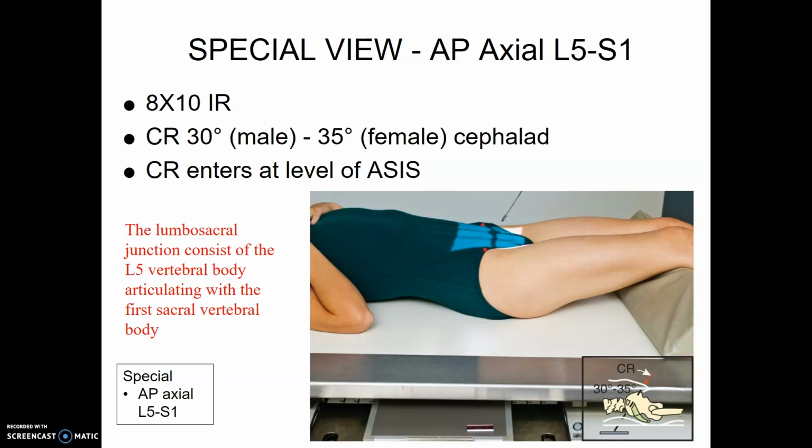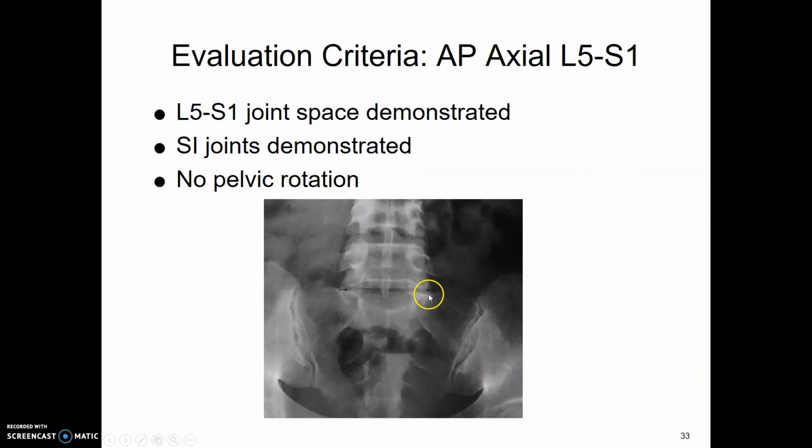There's a specialty view for the L5S1. It's an AP axial view. I have never done this view, but it is in your textbook, so I want to make sure and touch base on it. So it's an 8x10 film size. The degree of tube angle is going to be 30 degrees for male, 35 cephalad for female. Central ray enters at the level of ASIS, and it's just an AP version of that lateral L5S1, but it's looking to open this joint space here.